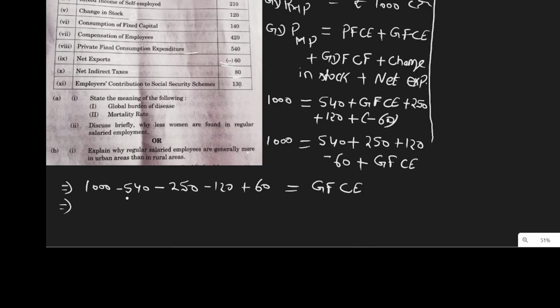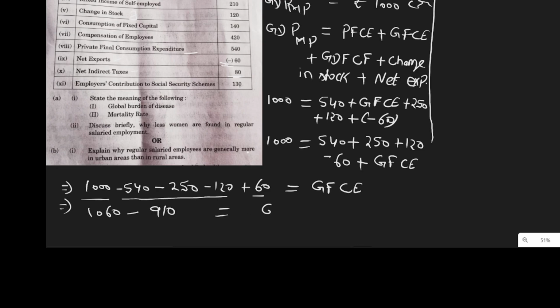Now we'll solve this. These three are of the same sign. We can add them and we can add 60 with 1000. So this is 1060 and these three will be added being of the same sign. 540 and 250, 750, 790, 910.